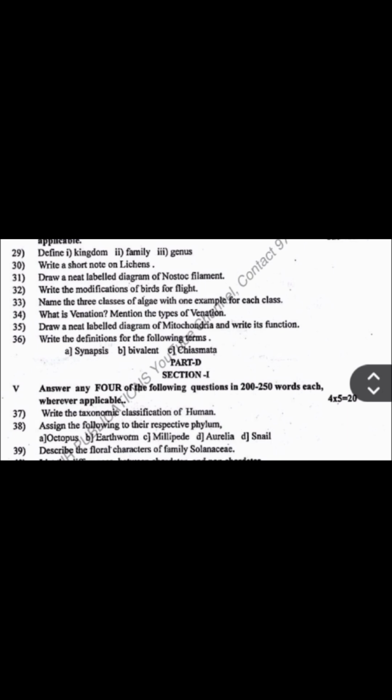Draw a neat labeled diagram of mitochondria and write its function. Write the definitions for the following terms: synapsis, bivalent, chiasmata. Write the taxonomic classification of human. Assign the following to their respective phylum: octopus, earthworm, millipede, Aurelia, snail.